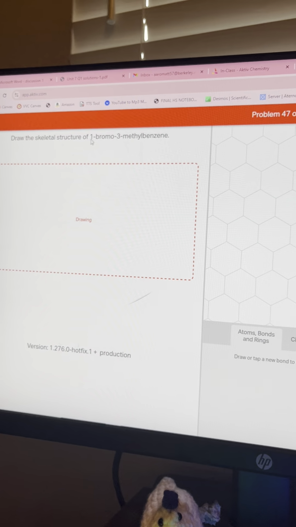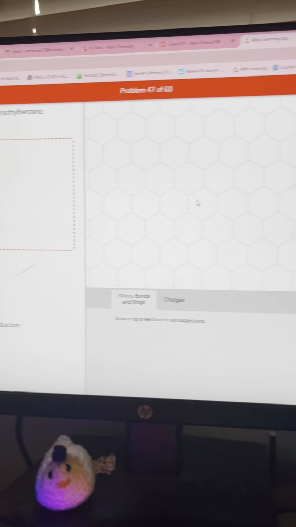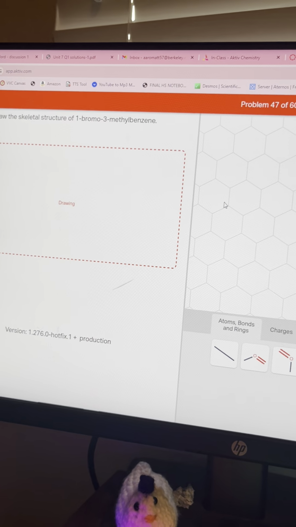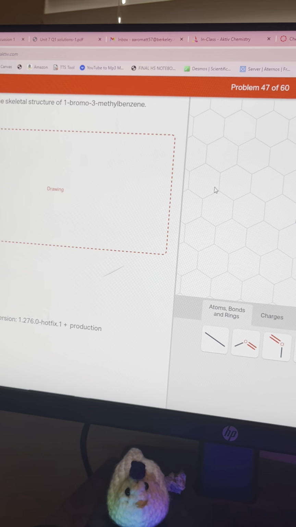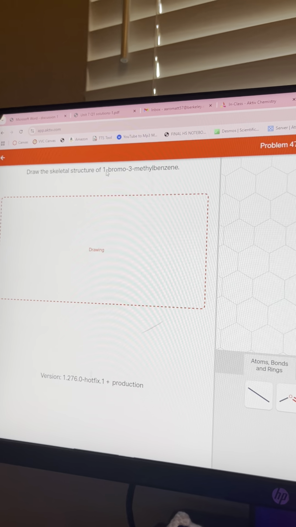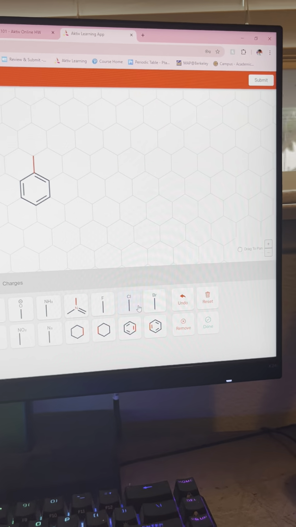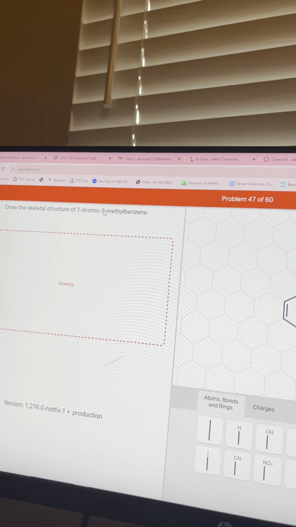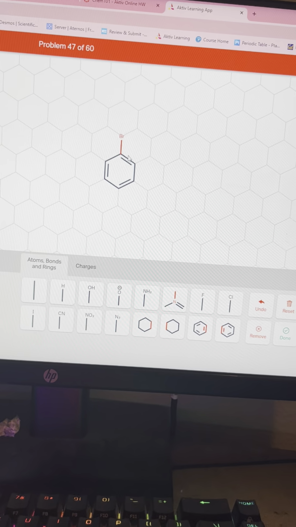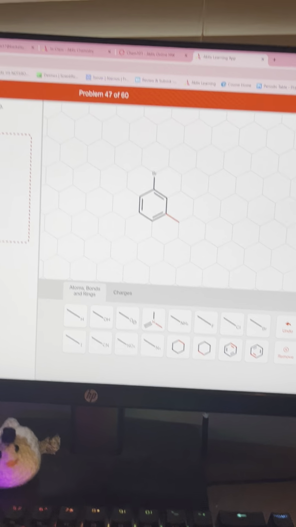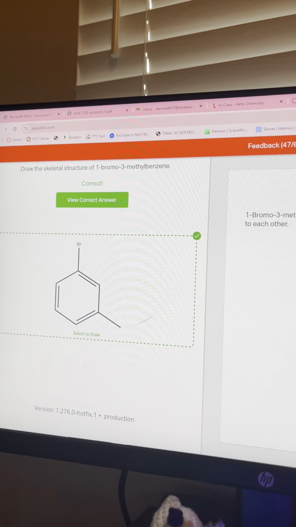Next we have 1 bromo, 3 methylbenzene. So first construct your benzene. And then since we have no real start, wherever you put your bromine, that's where we'll start. So this is now our 1. Our methyl is at 3. So we go 1, 2, 3. And we just add the methyl right there. Like that.